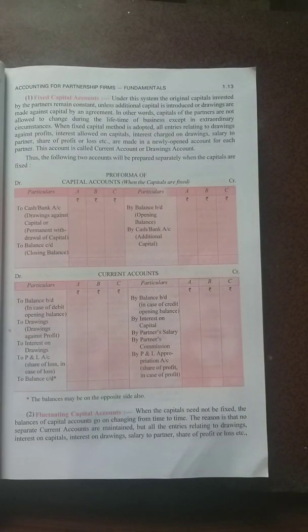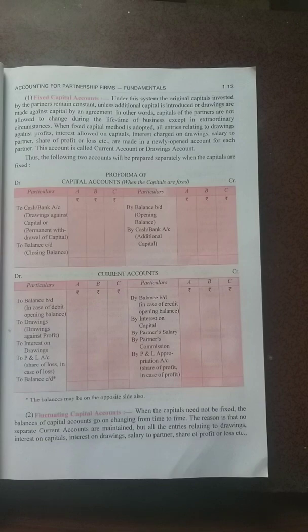Now, first of all we need to classify the items or the accounts into fixed accounts and fluctuating accounts. So how we are going to prepare them, you need to know. Under this system, that is the fixed capital account, the original capital invested by the partners remains constant unless additional capital is introduced or drawings are made against capital by an agreement. In other words, the capital of the partners is not allowed to change during the lifetime of the business except in extraordinary circumstances.